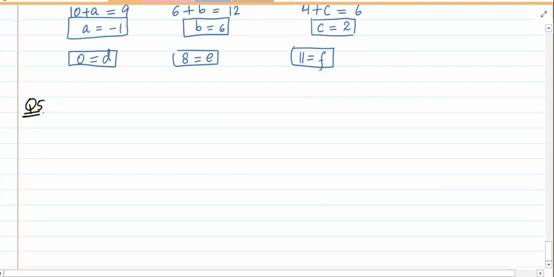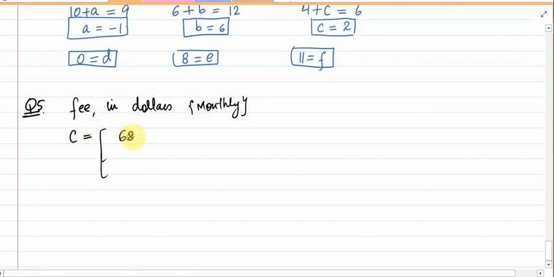The question says the monthly fee in dollars. So we are talking about monthly fees in dollars charged by 3 child care centers, given in the matrix, and these are monthly fees. The matrix is C equals 680, 720 and 635. That is the cost fees.